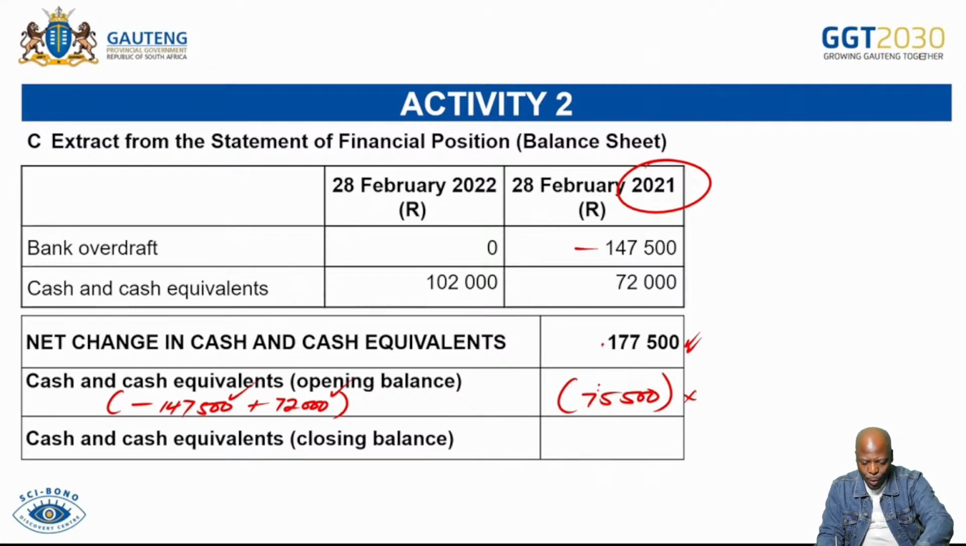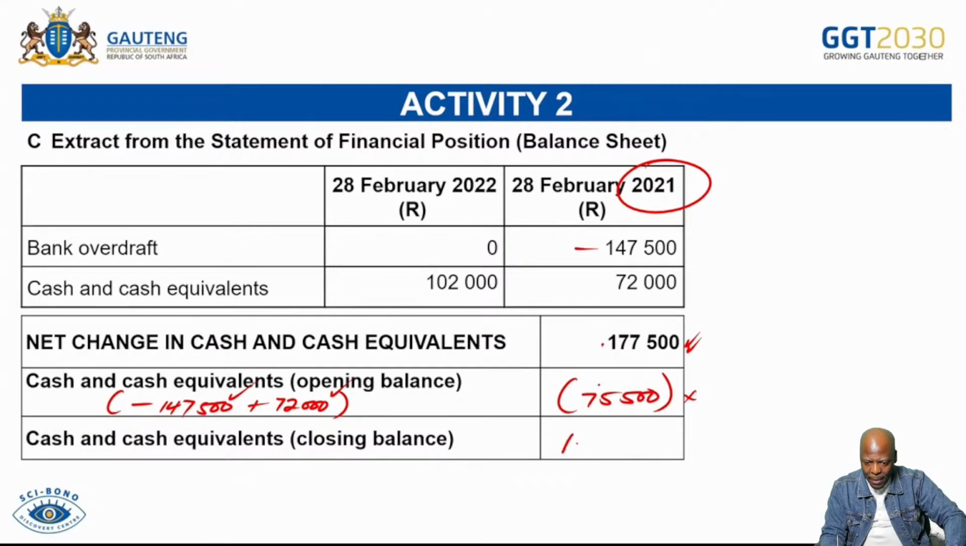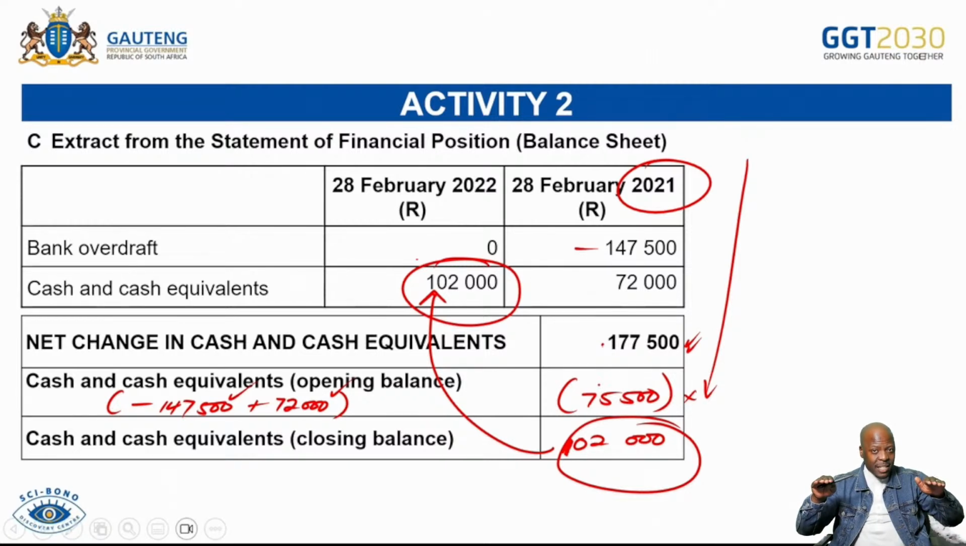So I'll come here and I'll say my 177,500. If I subtract 75,500, I'll end up with 102,000. So I'll come in, then I'll say I have 102,000. Where else do you see this 102,000? You can see it over here. That means our cash flow statement has balanced. Whatever we have calculated from the top, when we go to the bottom, we get the same 102,000. Our cash flow statement has balanced.